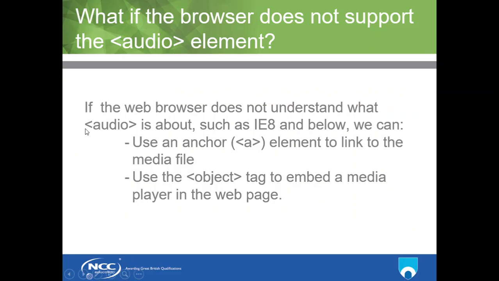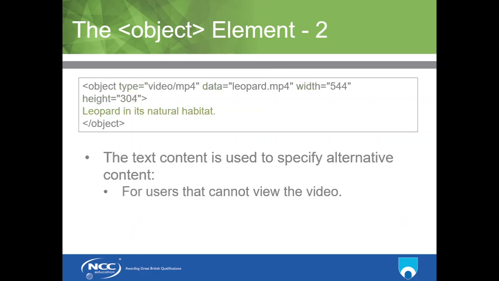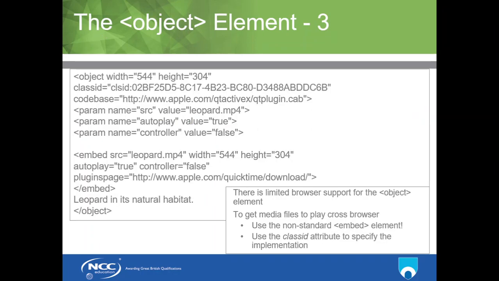Apologies about that. Okay. So we can use the anchor element or the object element if the browser does not support the audio tag. So this is how it's done. The object element, object, then use the type attribute, data to give the location of that particular file. Then you can use the width and the height. Then you can include some content. This particular content can be read out by screen readers. So that's how we use the object element. You can read more about that when you get time.